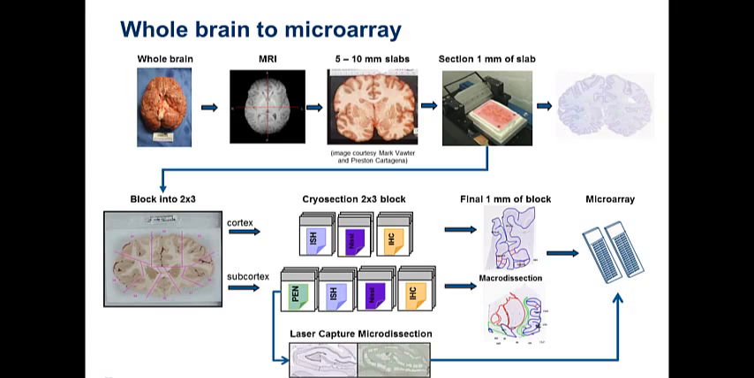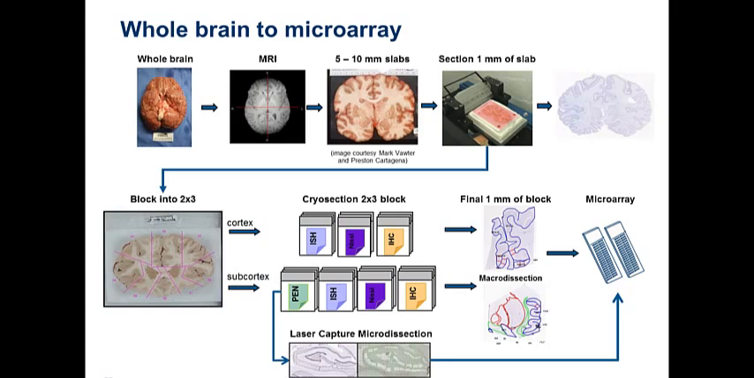Just to walk you through a little bit of what we do for our microarray studies: we have a whole brain. We get our brains from brain banks, one on the East Coast and one on the West Coast, and within 24 hours, we take an MRI of the brain, either in cranio, in the skull, or ex cranio, out of the skull, and then the brain is slabbed and frozen. And then it's sent to the Allen Institute.